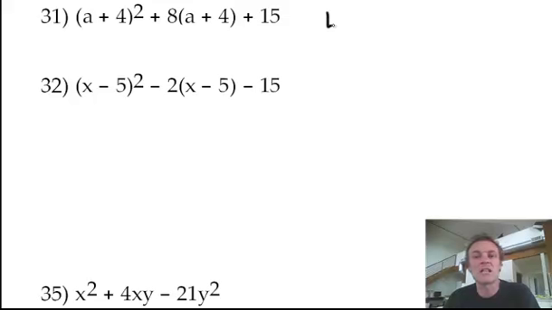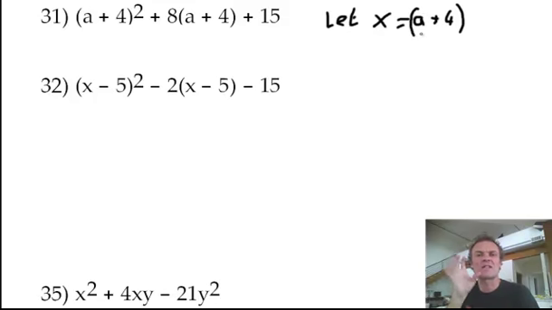Here we go. I'm going to let x equal a plus 4. So a plus 4 I'm going to write as x. Now look at this, it becomes this. It's now x squared instead of a plus 4 squared. It's now 8x instead of 8 times a plus 4. And it's still 15.